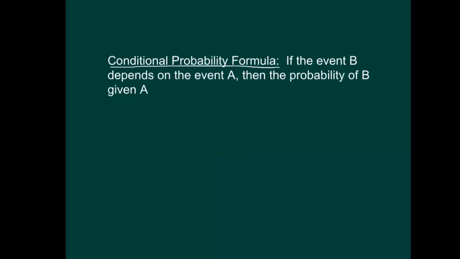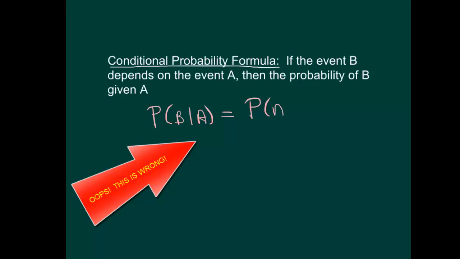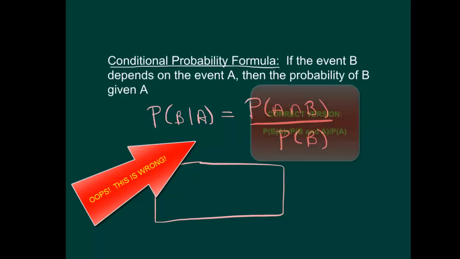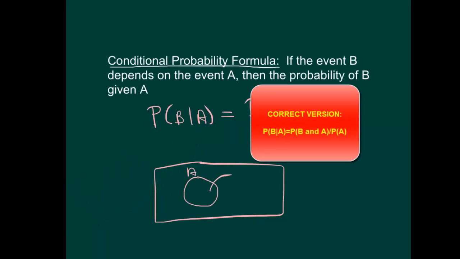All right, so here, if we're told that the event B depends on the event A, then the probability of B given A, which we often write as probability of B with a vertical bar, A, is the probability of A and B divided by the probability of B. And visually, if you have your events A and B, it's the probability of this orange divided by the probability of what's in green. So orange divided by green.